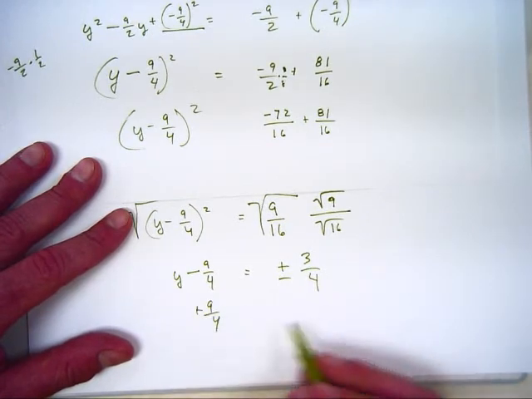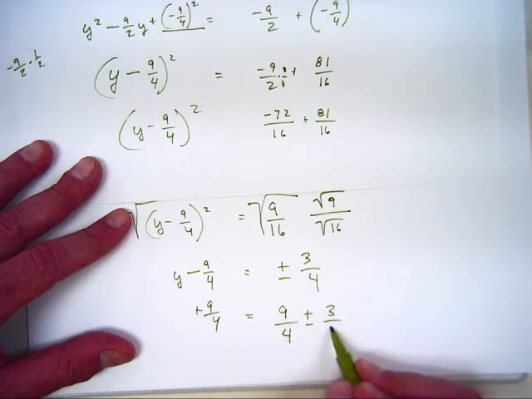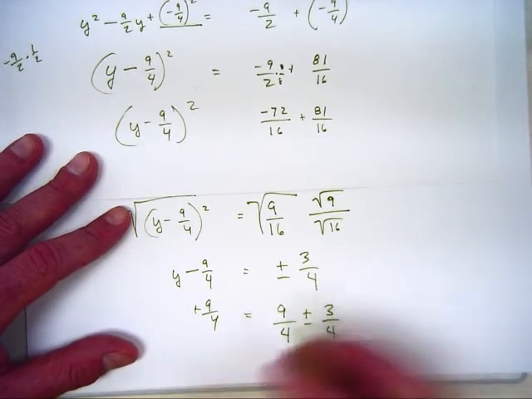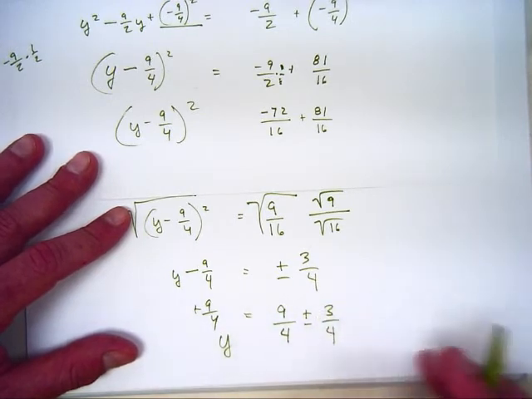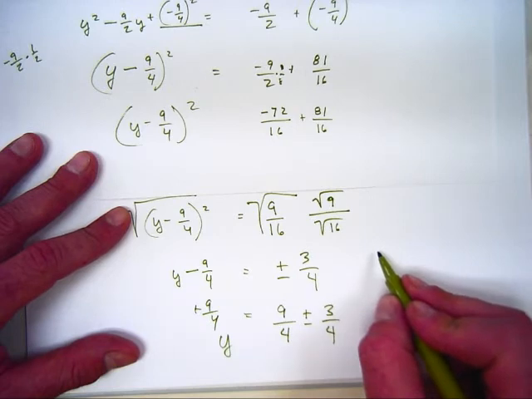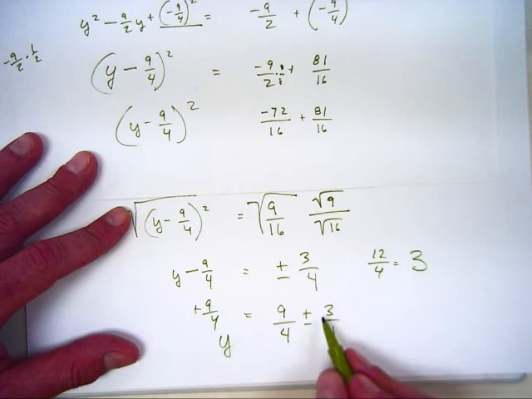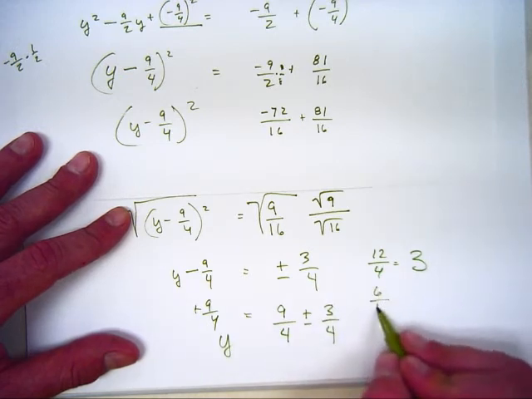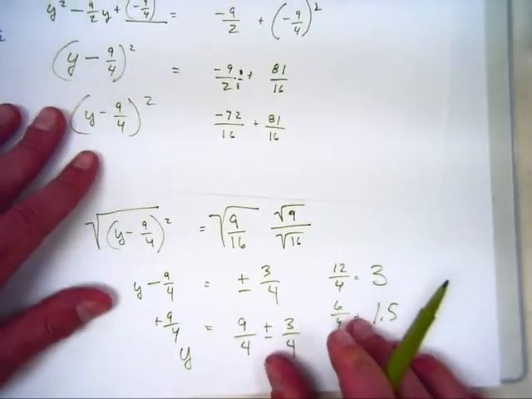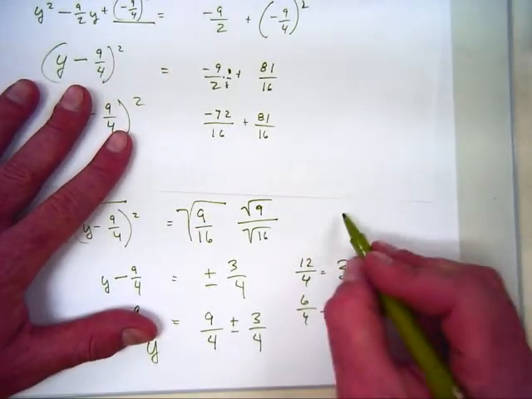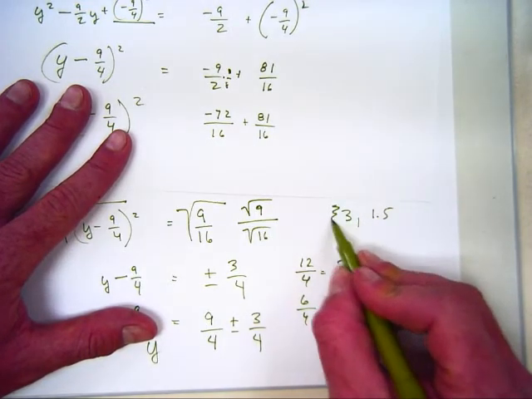I add 9/4 on each side, so I get 9 over 4 plus or minus 3 over 4. So y equals this right here, and I'm going to have two solutions. I'm going to have 9 plus 3 over 4, which is 12 over 4, which equals 3. And I'm going to have 9 minus 3 over 4, which is 6 over 4. That equals 1.5. So our two answers for number 17 on page 566 when we complete the square are 3 and 1.5.